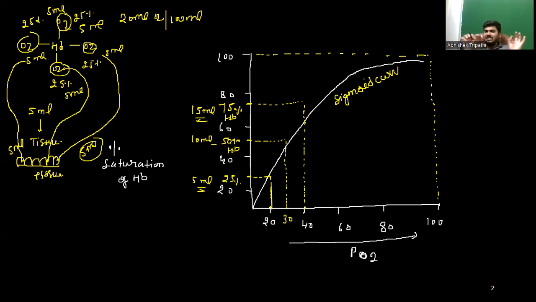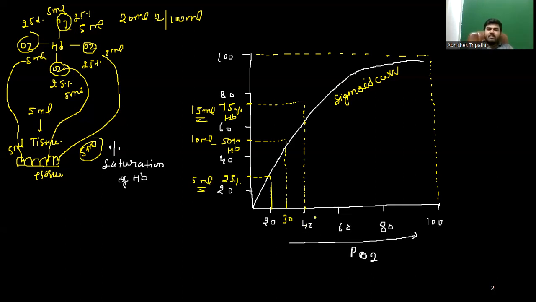What I said is in your NCERT line: 5 ml of oxygen is delivered into tissue. One hemoglobin carries 4 molecules of oxygen. Out of 20 ml of oxygen found in 100 ml of blood, 5 ml, 5 ml, 5 ml. If 5 ml is delivered, the remaining will be 75%, in the sense three molecules of oxygen, 15 ml. The percentage saturation of hemoglobin is 75%, and the partial pressure of oxygen will be 40.